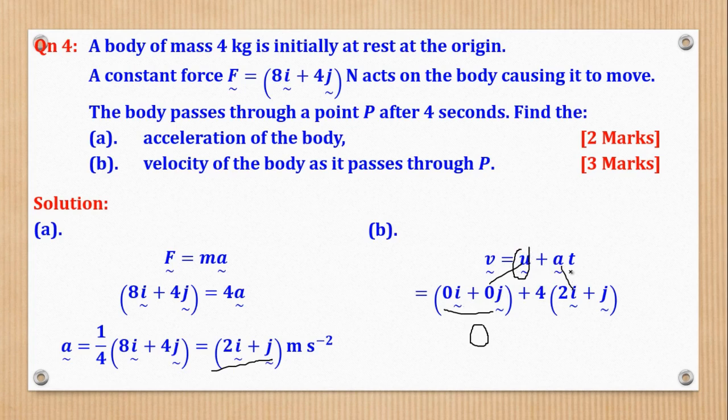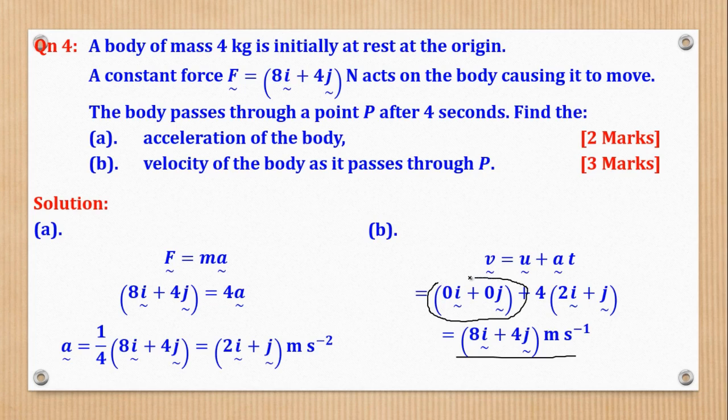Then acceleration is that, and time is that. Then simplify, and that would be the answer. Remember, velocity is a vector quantity, so we must leave it in vector form. So you should also remember that this one must be in vector form. If not, then marks will be lost.